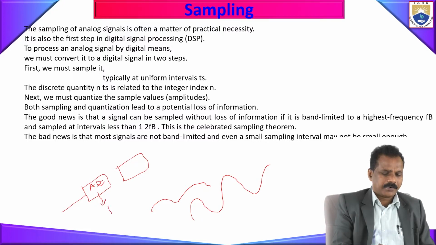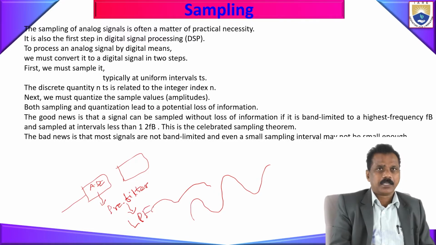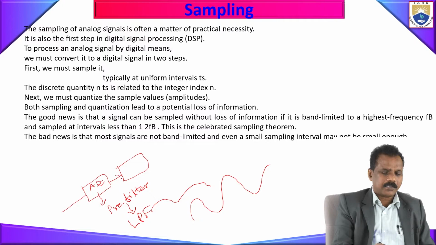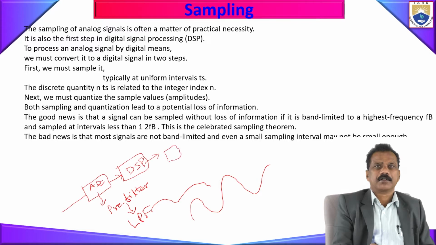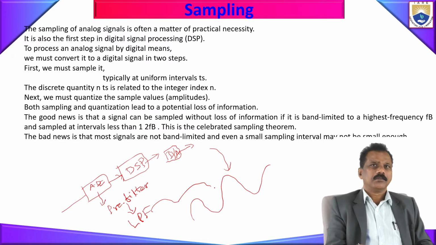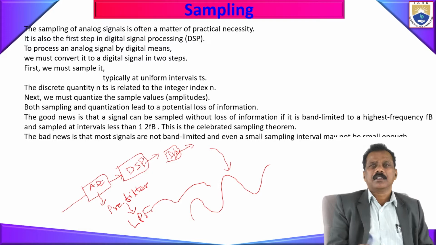There is a pre-filter, followed by the low pass filter. After that, the signal is given to the DSP processor, and the output of the DSP processor is given to the digital to analog converter. We expect this particular output response to be the same as the input.